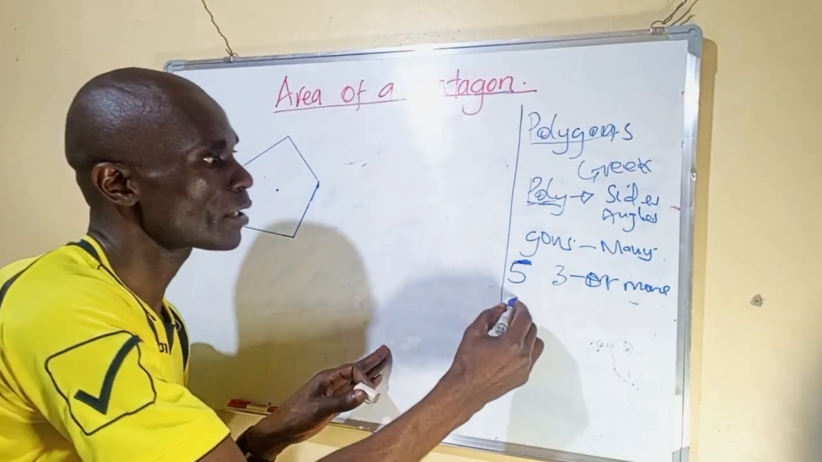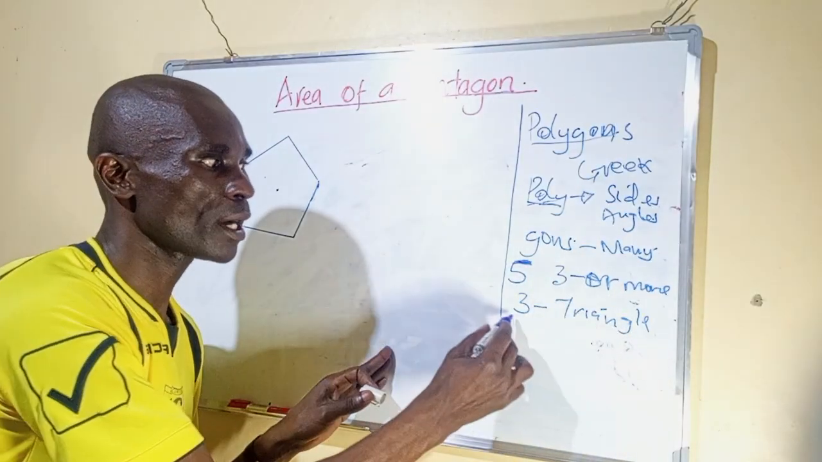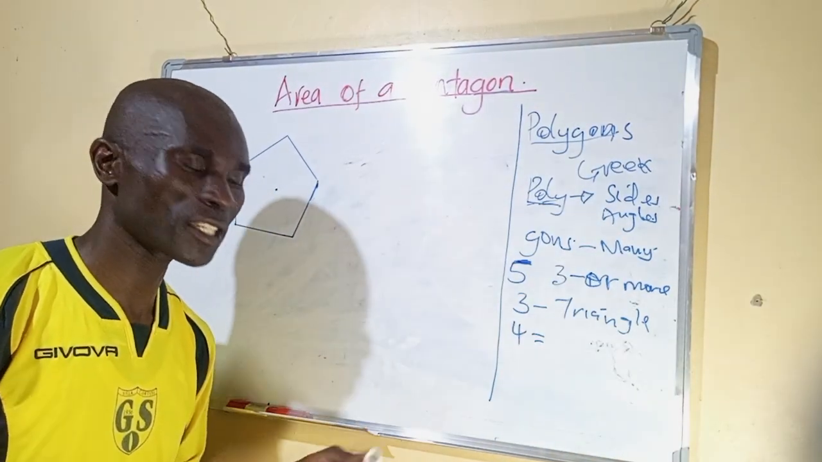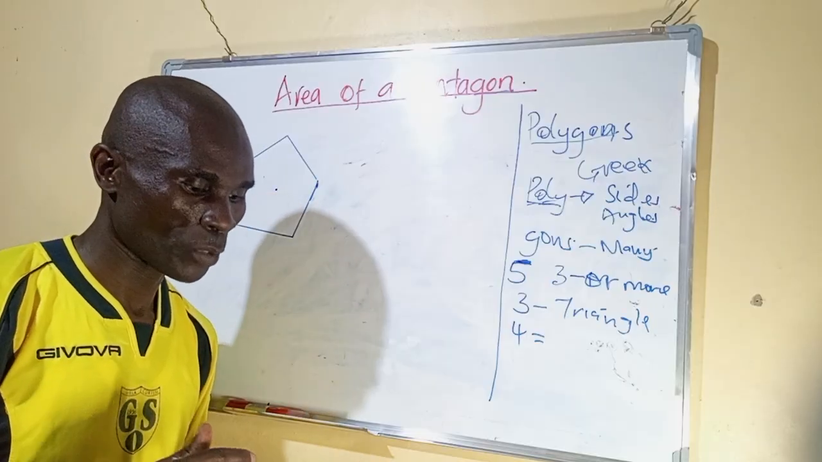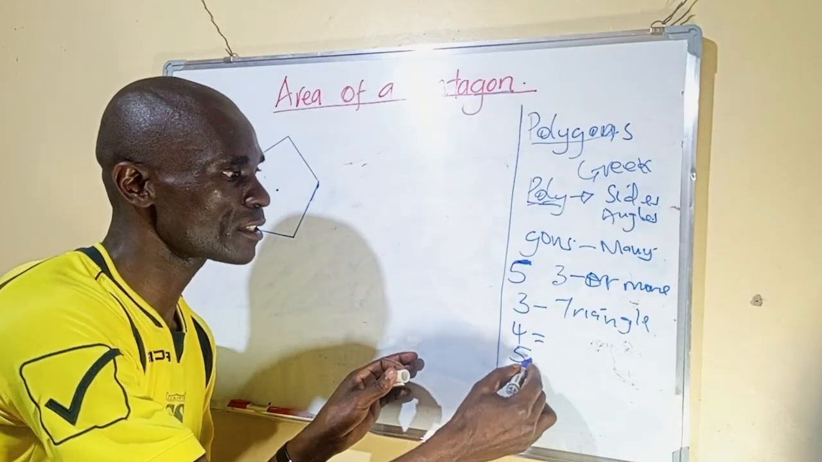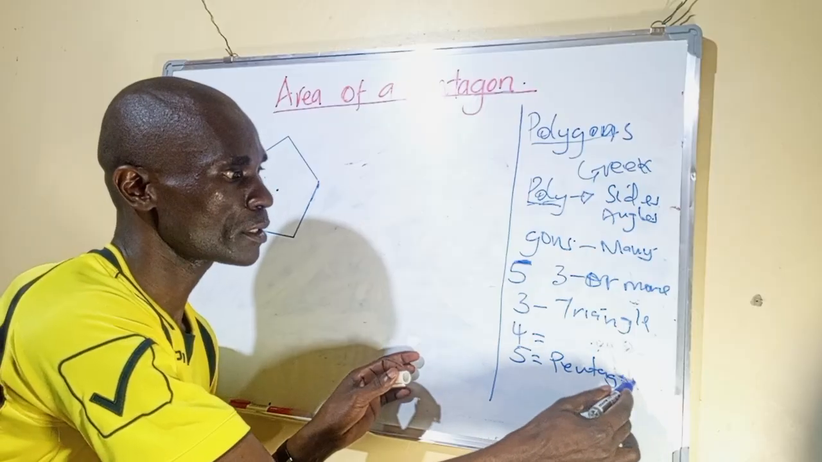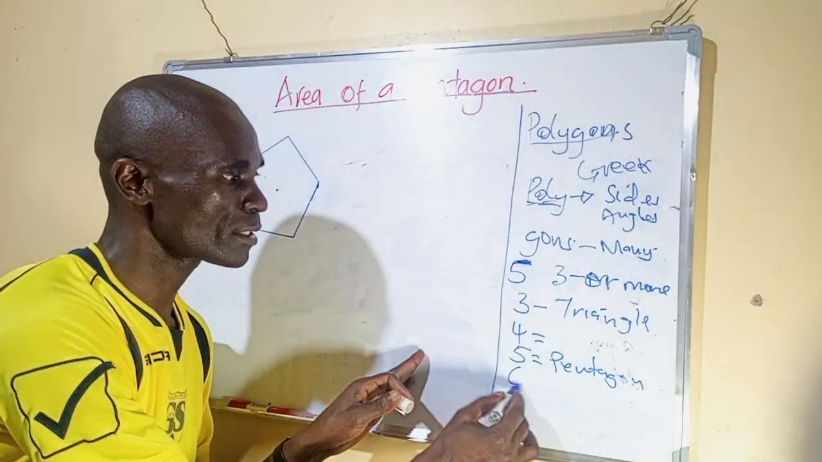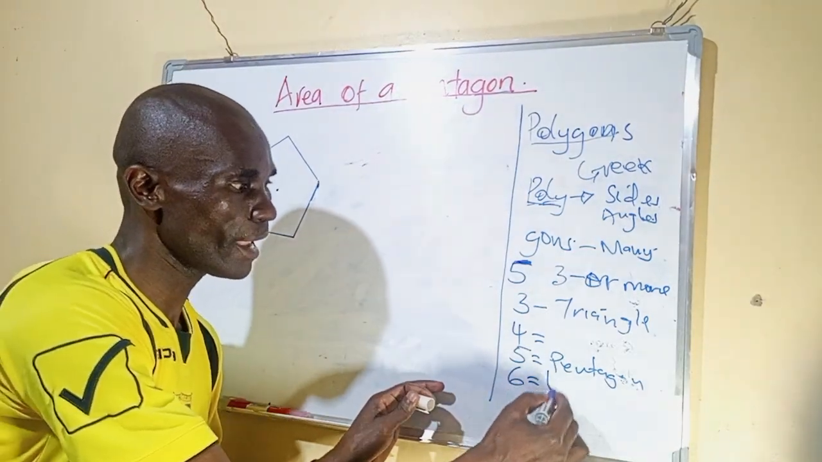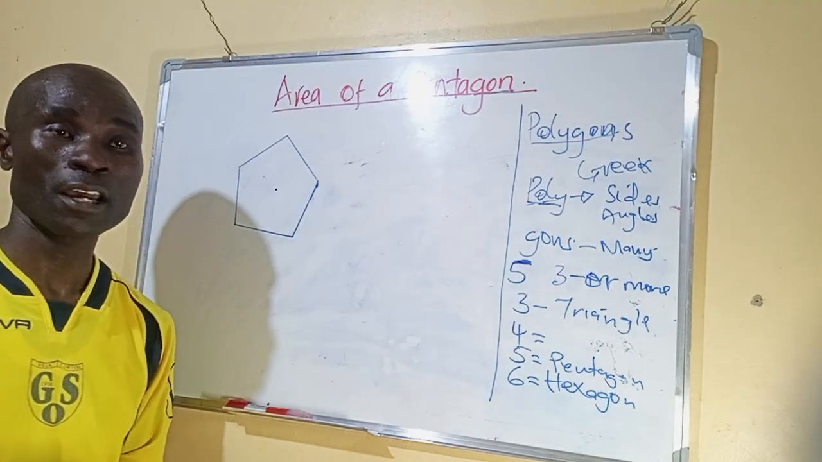So we have three, which we of course refer to as a triangle. We have four, of course. These are several. We have squares, we have rectangles, we can have trapeziums, and so on and so forth. Five, we have said this is pentagon, pentagon for five. Six, of course, you can make a clever guess. Six is simply hexagon. So that means a six-sided figure.